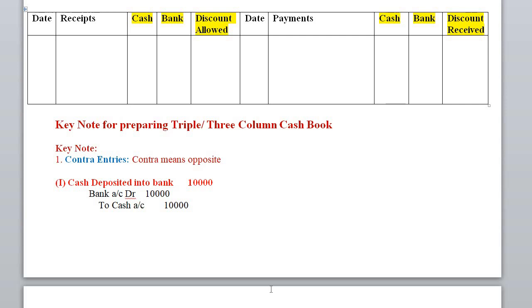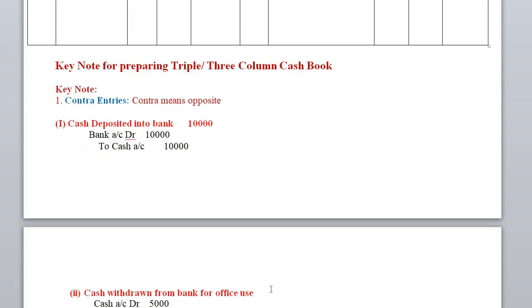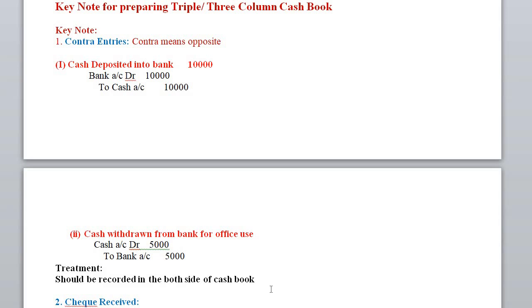Here, contra means opposite. Two entries are considered to be contra entries. One is cash deposited into bank. The other one is cash withdrawn from bank for office use. If cash is deposited into bank, what will be the entry? Bank account debit to cash account. If cash is withdrawn from bank for office use, what will be the entry? Cash account debit to bank account.